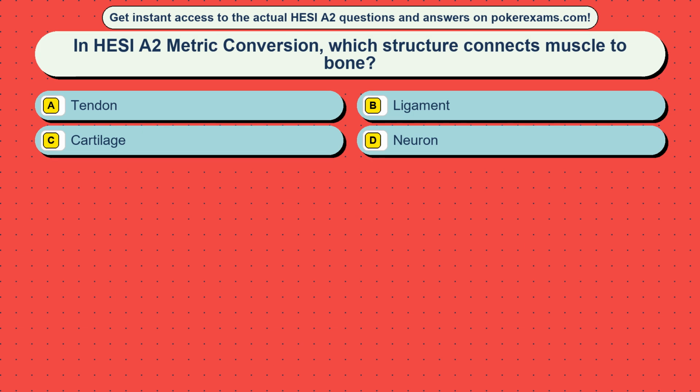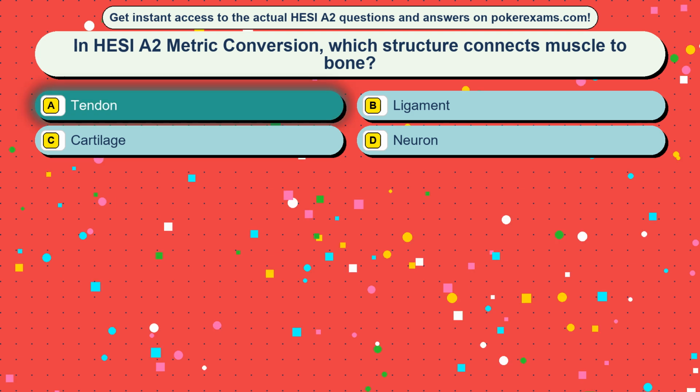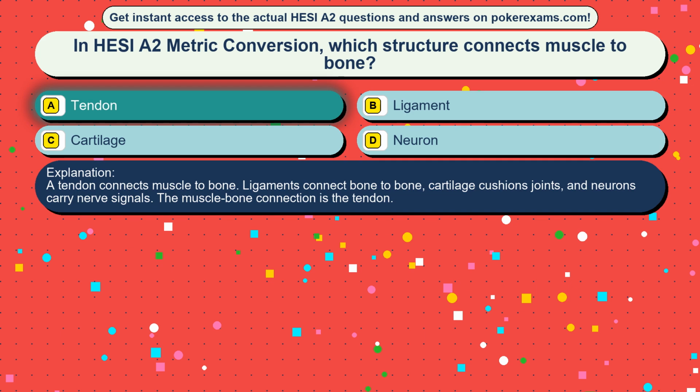Question 13. In HESI A2 metric conversion, which structure connects muscle to bone? Option A tendon, option B ligament, option C cartilage, option D neuron. The correct answer is option A tendon. A tendon connects muscle to bone, ligaments connect bone to bone, cartilage cushions joints, and neurons carry nerve signals.